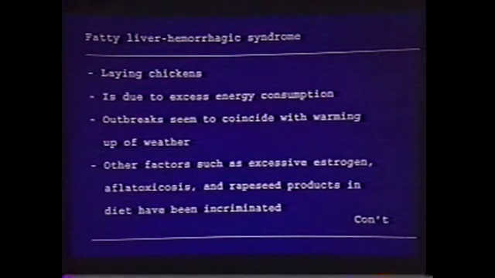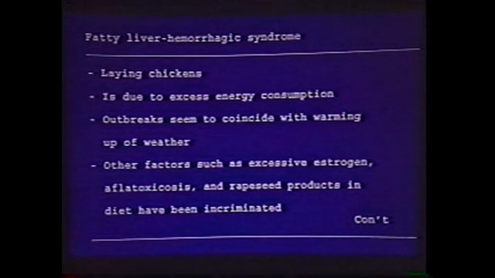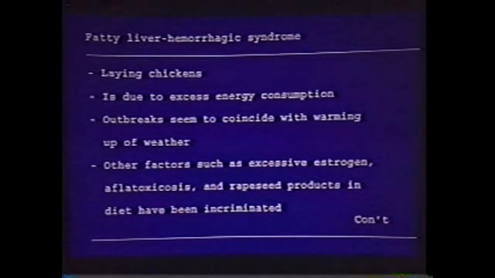The current theory about it is due to excess energy consumption. Birds are consuming too much. We see it around this time, like in the fall, or we see it when birds were on a winter diet. Winter diet has too much energy in it to protect birds from cold and so forth. Then when the weather started to warm up and birds continue on that high energy diet, the bird is not utilizing that one for production or protection from cold weather.